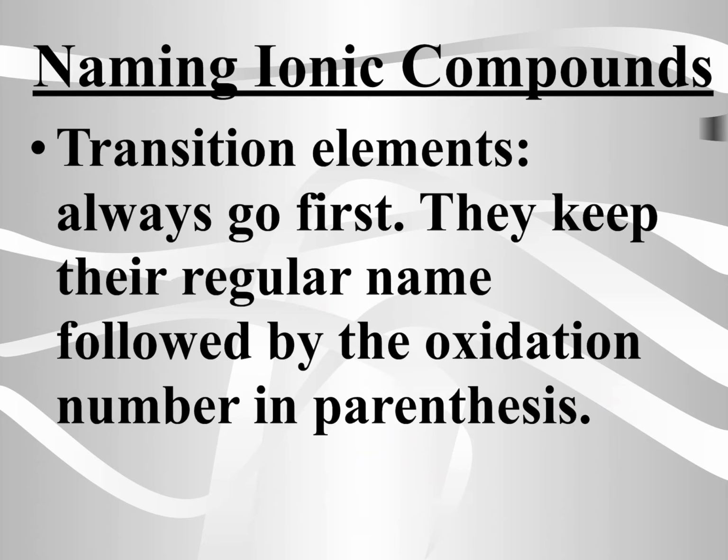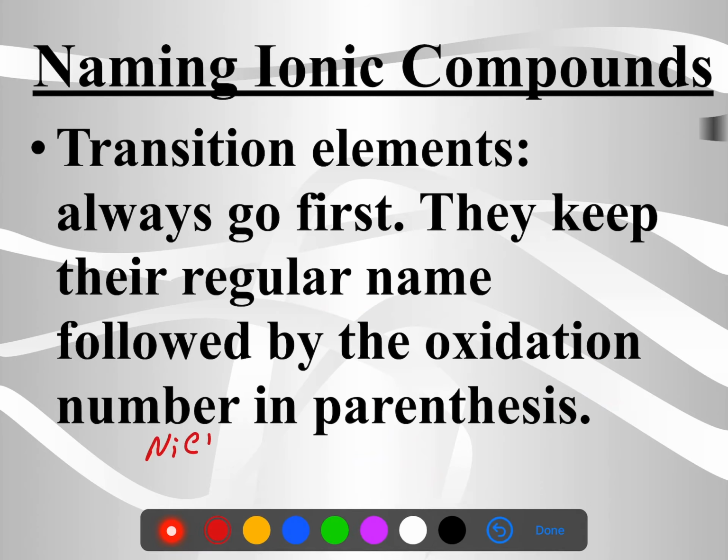However, if we have a transition element, because transition elements can have multiple oxidation states, we need to put the oxidation state in parentheses with Roman numerals next to it. So, for instance, if we had this compound, then let's say we have NiCl3. We look up Ni, that's nickel, and Cl3. We're not going to write trichloride, it's ionic, so we're just going to write chloride. But I left a little space because we need to figure out the charge on the nickel.